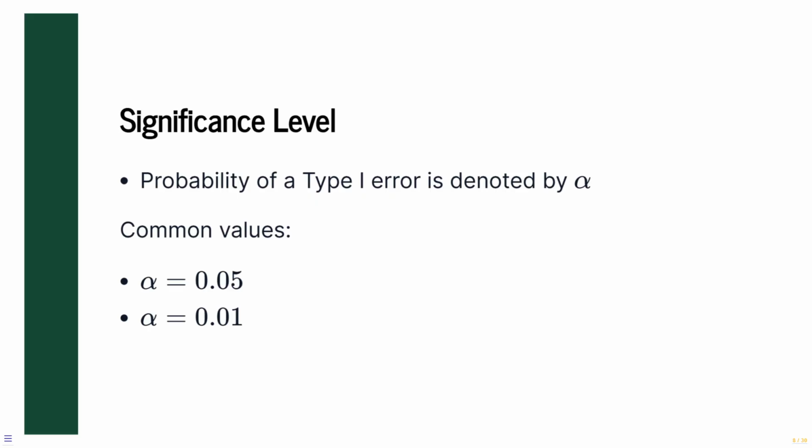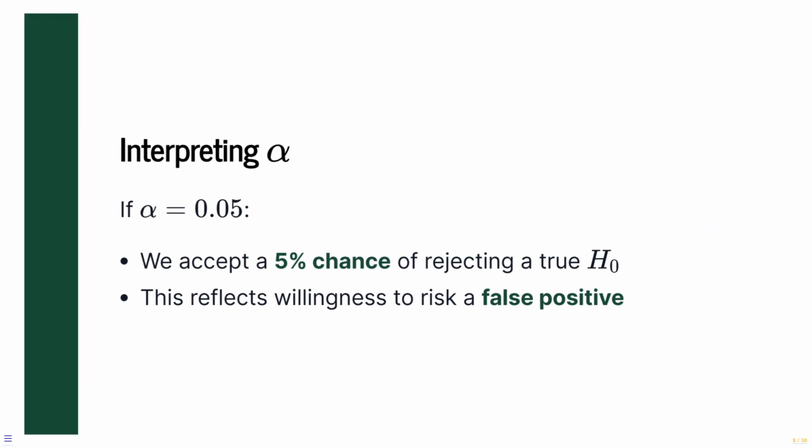The probability of making a type 1 error is called the significance level, often denoted by alpha. Common choices for alpha are 0.05 or 0.01. This value is chosen before conducting the test. If we choose alpha equal to 0.05, we are saying that we are willing to incorrectly reject a true null hypothesis about 5% of the time in the long run. This reflects how much risk we are willing to take for a false positive.